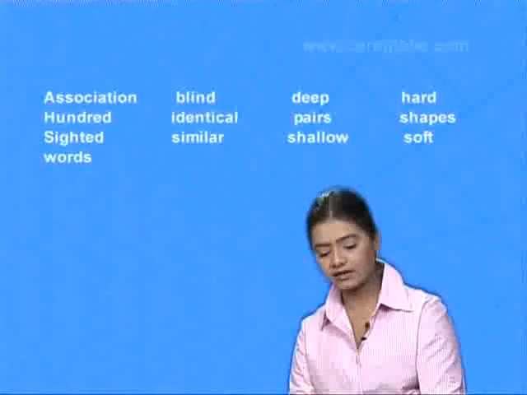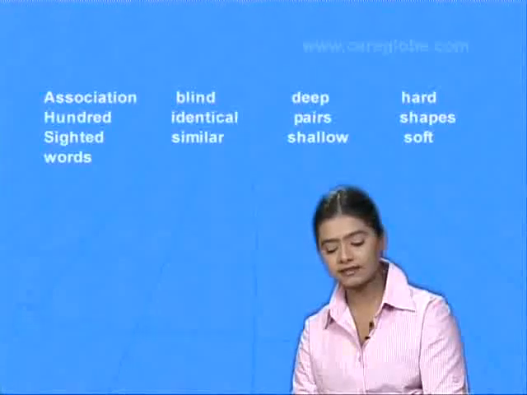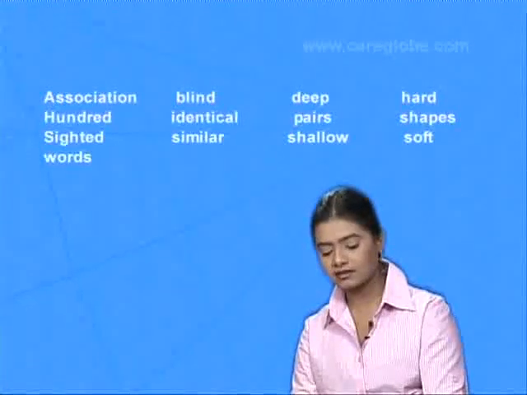Look at the list of words now. Associations: blind, deep, hard, 100, identical, pairs, shapes, sighted, similar, shallow, soft, and words. Now you need to select the answer for these blank spaces using the words which are given in this list. And our task, hope you remember, is to locate the paragraph in the passage where it is given. It is already given: the experiment described in part 2. So you need not go to part 1. You can straight away start from part 2 of the passage now.